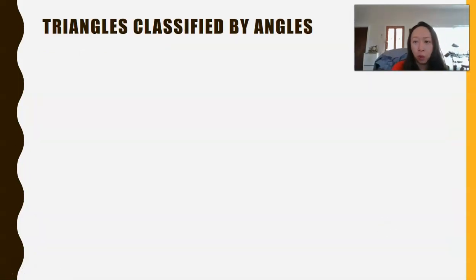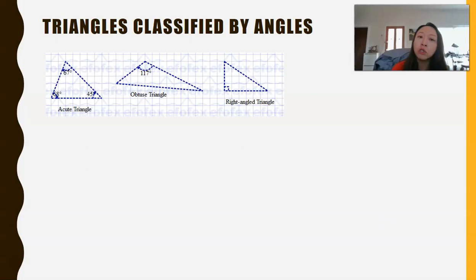The next thing that we are learning is triangles. Triangles can be named or classified by their angles. If we look at the first one, it is an acute triangle. That's because all the angles are acute. So all the angles must be acute.